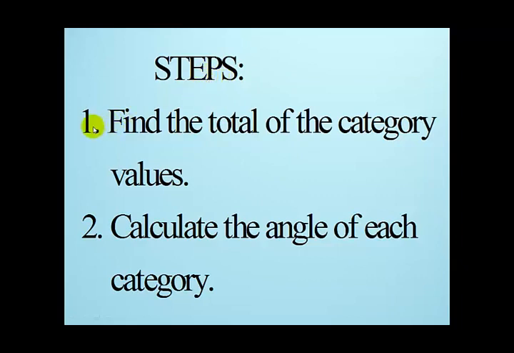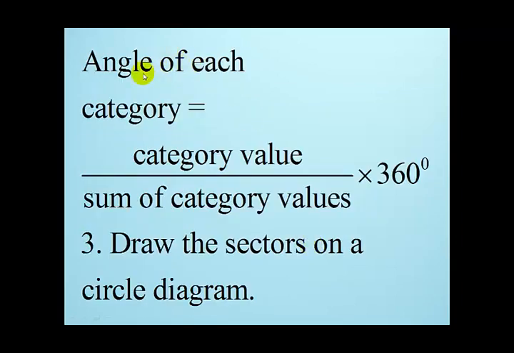Step number 1. Find the total of the category values. Step number 2. Calculate the angle of each category. The angle of each category is equal to category value divided by the sum of category values times 360 degrees. Step number 3. You draw the sectors on the circle diagram.